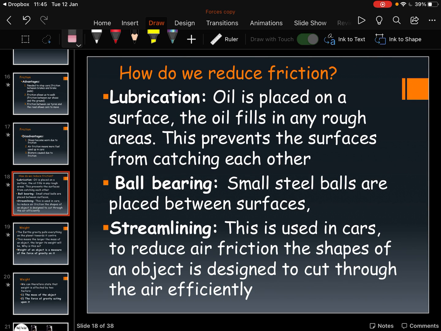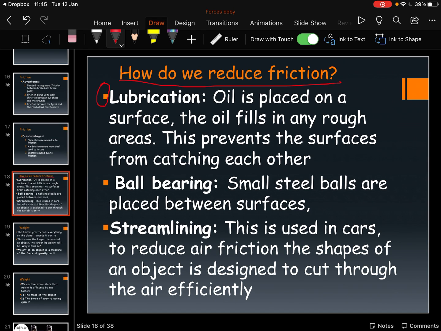So the last thing we're going to do for part 1 gets us just under halfway, at 21 minutes. So we're hitting 21 minutes now, so we'll finish it up here. How do we reduce friction is your subheading. All right, so how do we reduce friction?